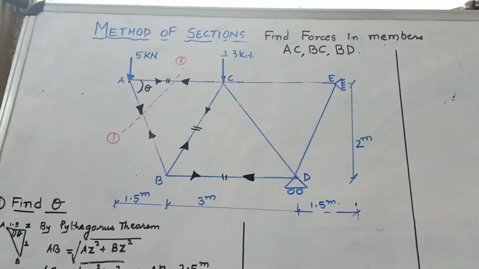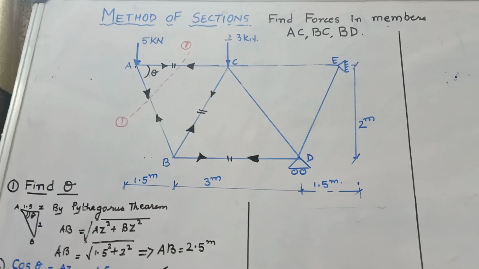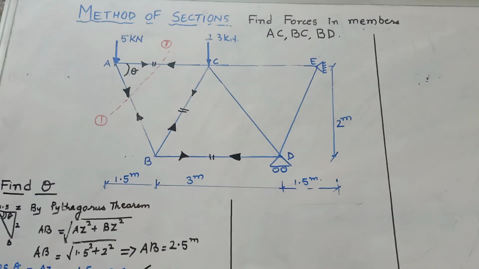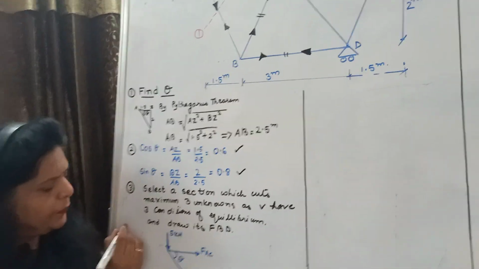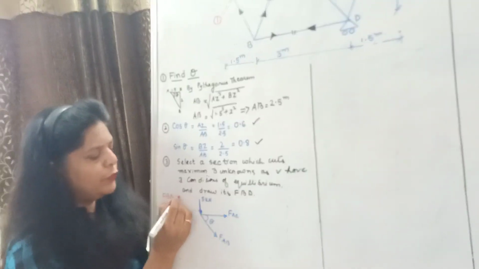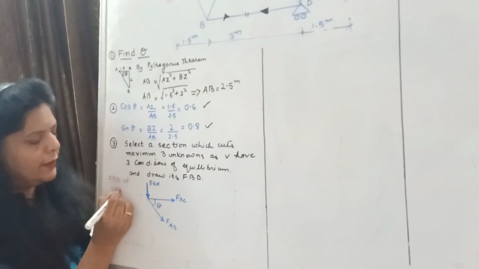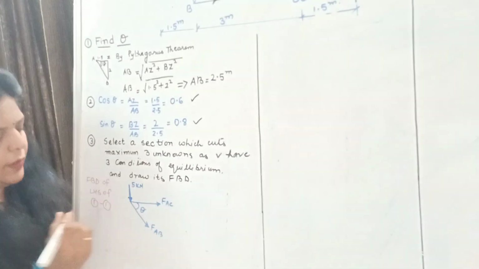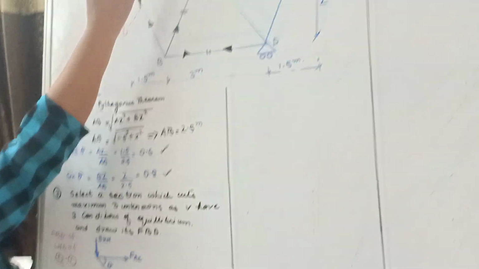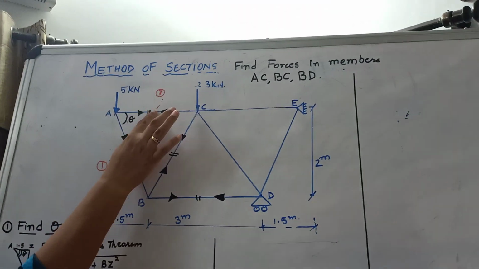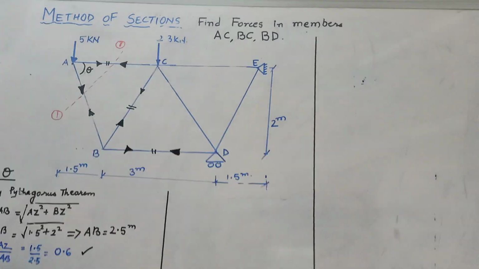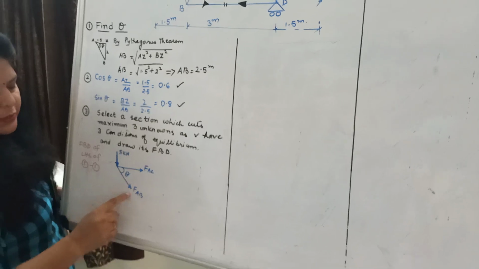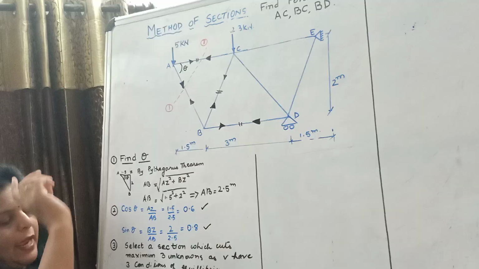I will draw a free body diagram of the left hand side of section 1-1. In section 1-1, I have written the force in the member AC, the inclined member AB, the force in the member AB, and the 5 kilonewton load acting over here, so that we are showing.